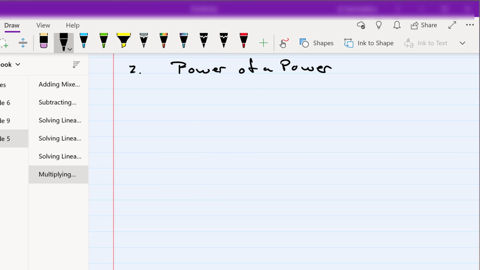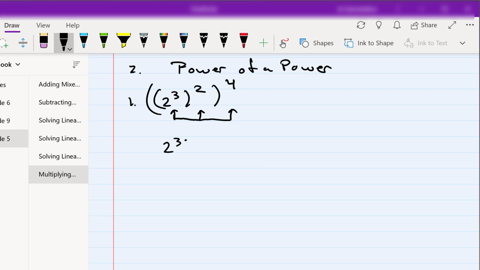Let's now look at power of a power. Suppose I had 2 cubed, all squared, and then raised to the 4th power. We can proceed by starting from the inside and working our way out. So we would have 2 cubed squared, which would be 2 to the 6th, raised to the 4th power, which is just 6 times 4, which is 2 to the 24th.